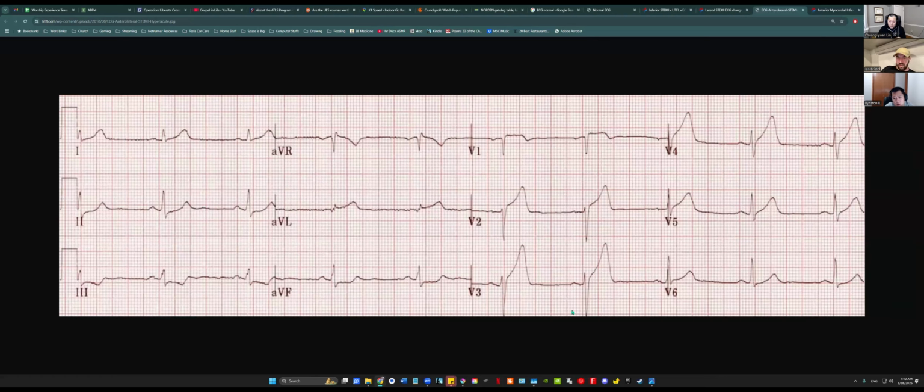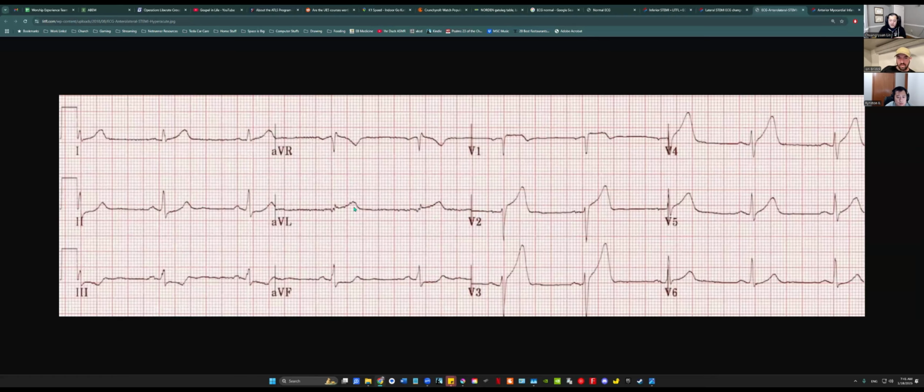This one looks almost like an early repolarization, but this is just way too big. I can't ignore it. This is kind of a more subtle one, but the V1 would tip me off, and the depressions would tip me off. If I saw these depressions and this finding in V1, and then reciprocal changes in 2, 3, and aVF, that's enough criteria to call a cardiologist and they'll come over.